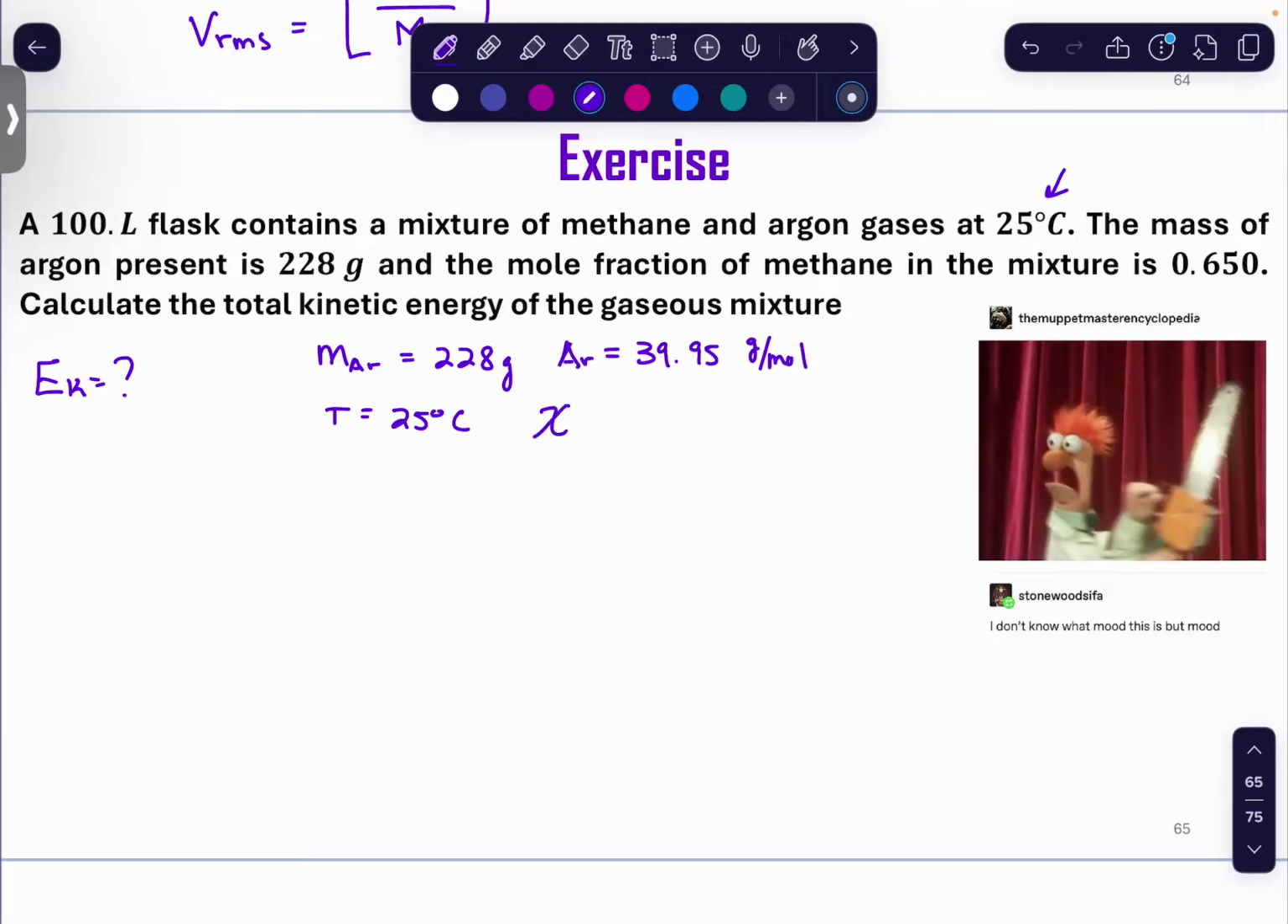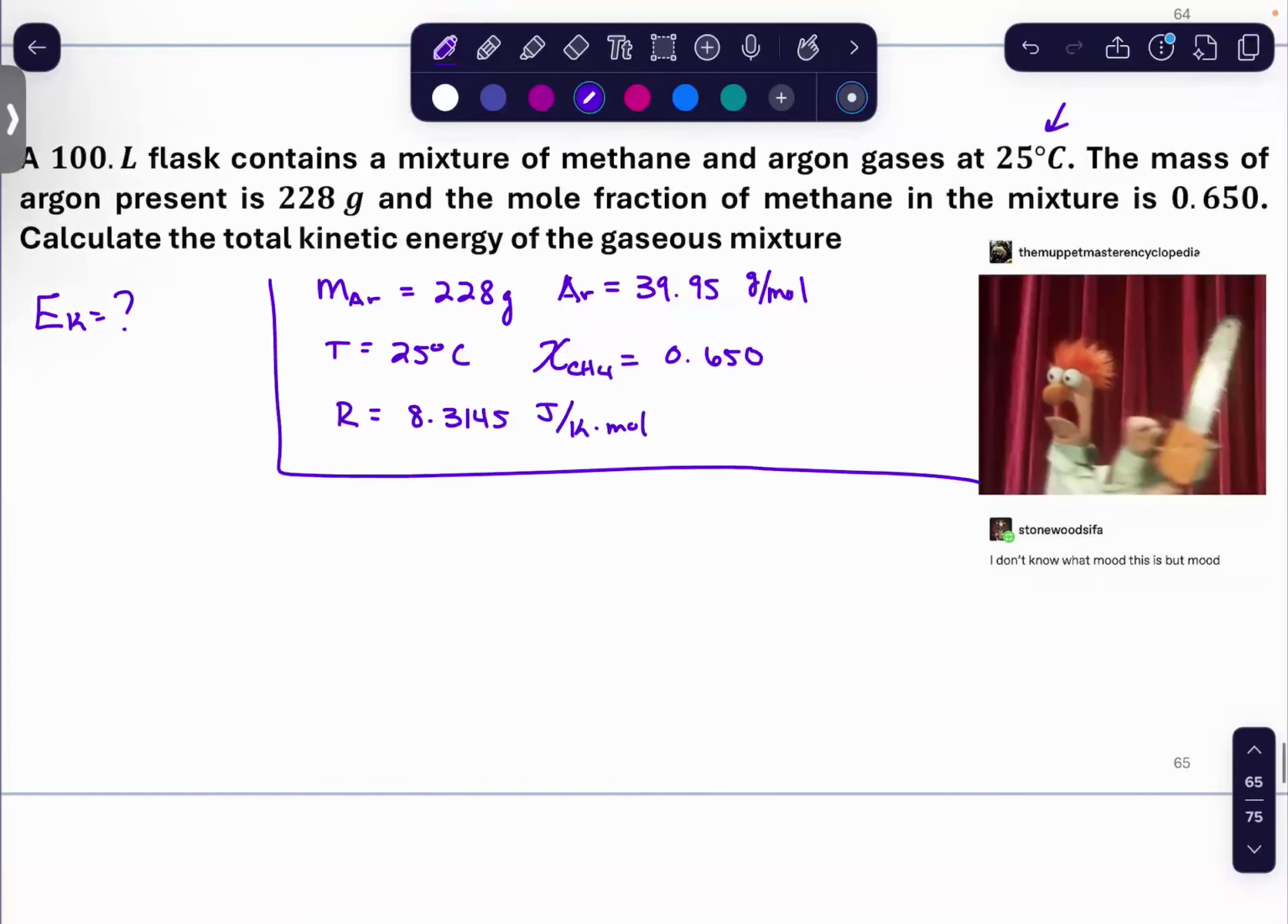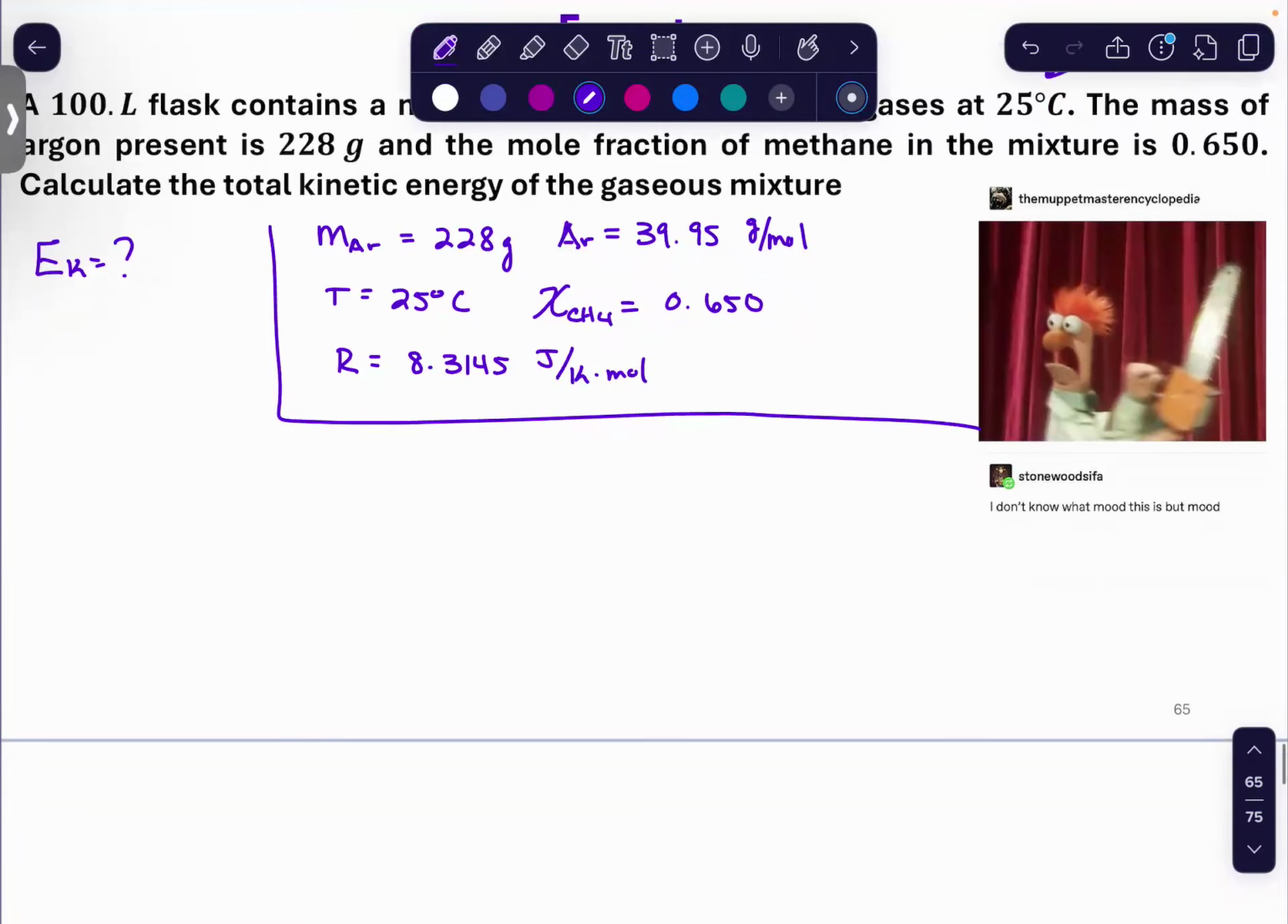That is the temperature for standard conditions. Our mole fraction of methane is 0.650. And this is an energy calculation, so our R is 8.3145 joules per Kelvin times moles. Okay, so automatically I can see that my temperature and gas constant don't match. So temperature is going to be 298 Kelvin.